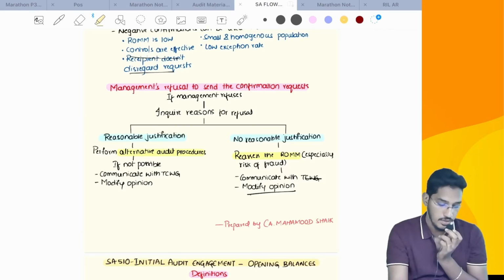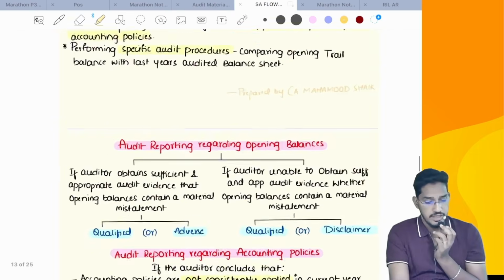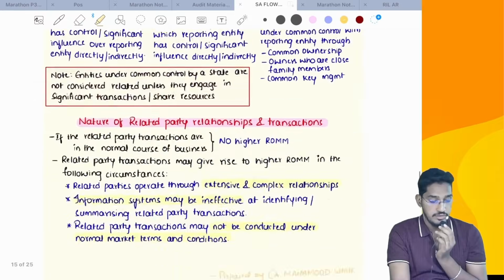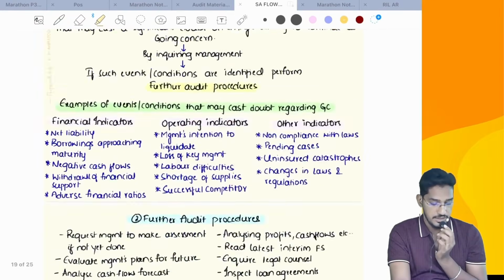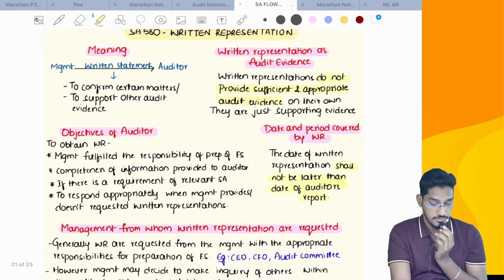Next, what we will do now is 580. It is very much related to 505. I say 505 is external confirmation, and 580 is written representation. That we will try to do now.